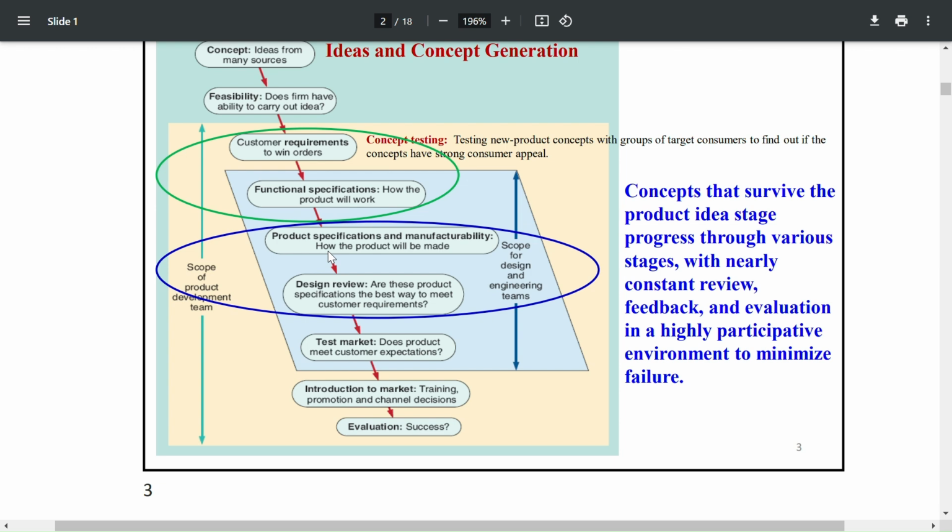And then we're going to go to product specifications and manufacturability. This is how the product will be made. We need to discuss this: what materials, how much time do we need, what resources do we need, etc.